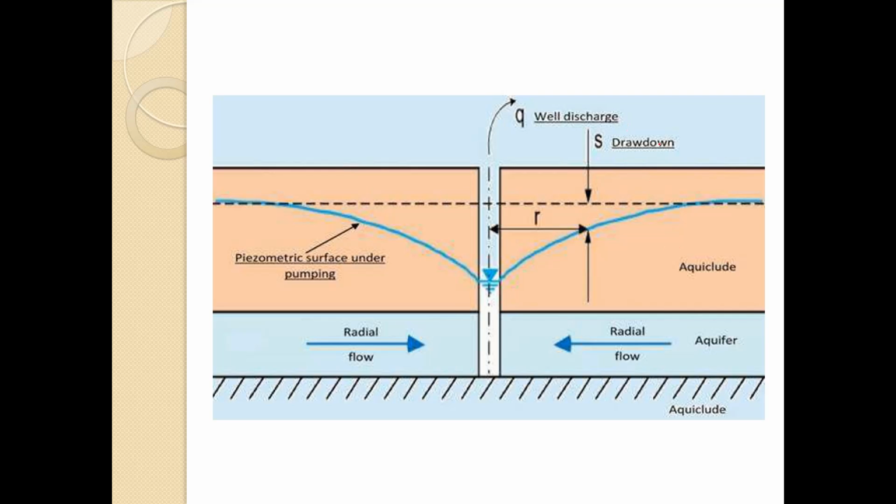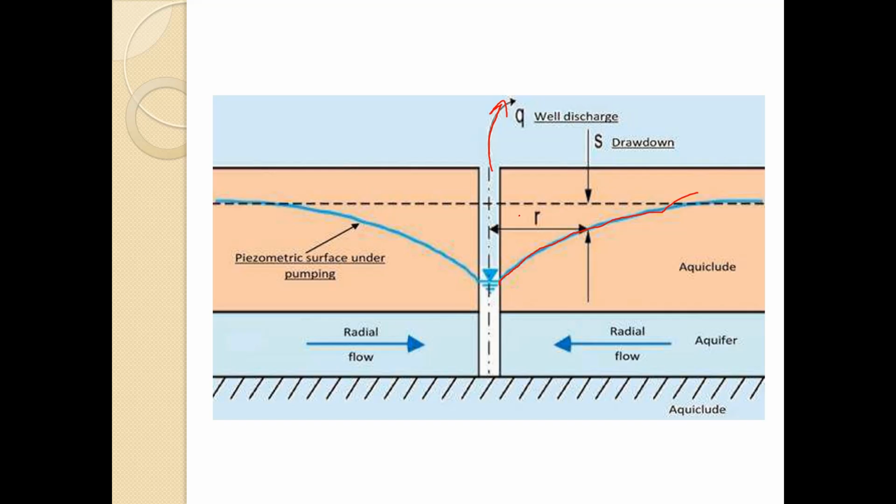Here you can see we are discharging the water from the well with a pump, and the initial water level is somewhere like this. Because of this discharge or pumping of the water, this particular water table goes down.